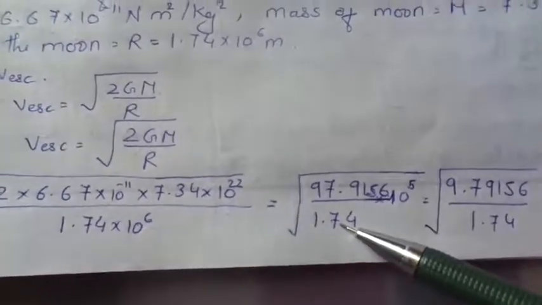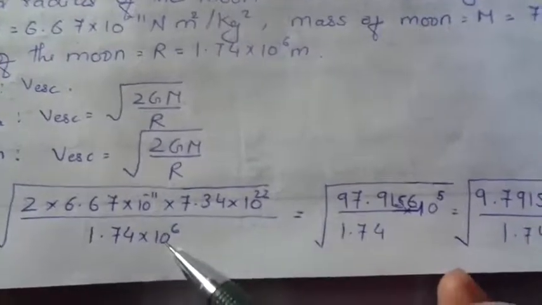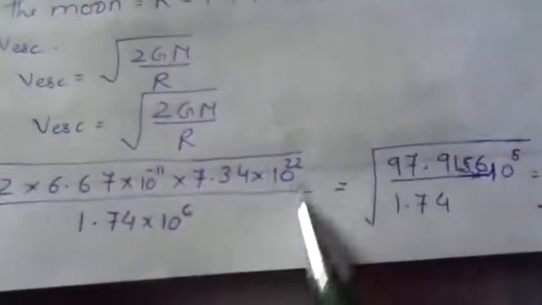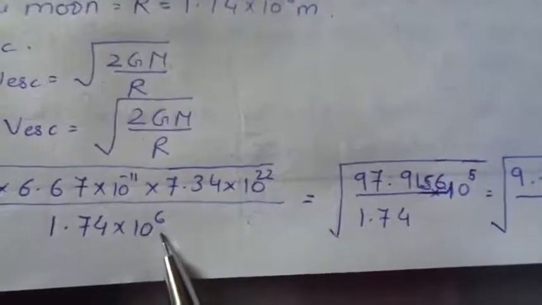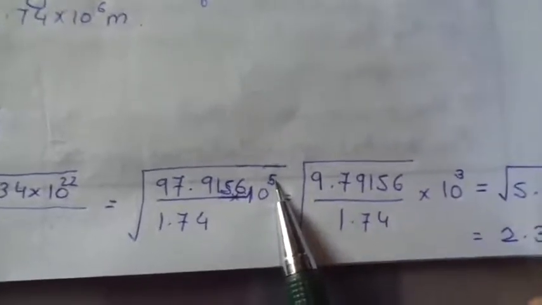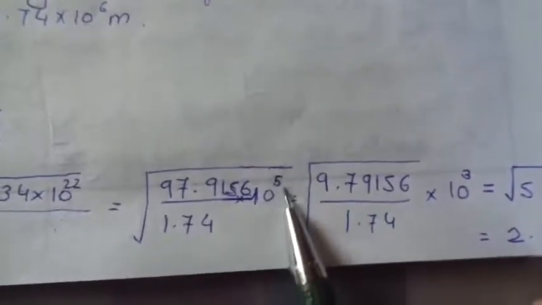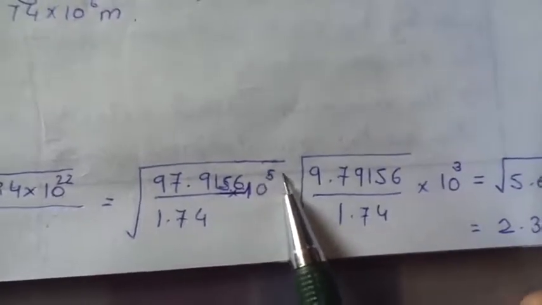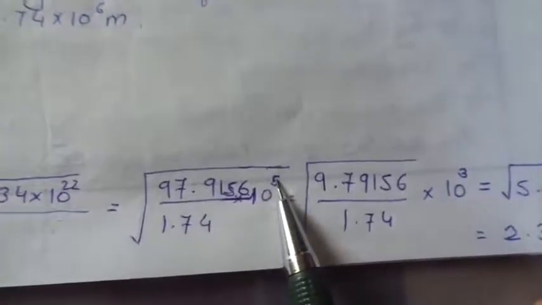97.9156 divided by 1.74. How I have calculated the powers: this is 10 to the power 6, so you take it as 10 to the power minus 6. So 22 minus 6 will give you 10 to the power 5. But here 10 to the power 5 is inside the root. If you have to take this term out of the root, then you have to take it as an even power. So I have shifted this digit to that side so that it gets 10 to the power 6.